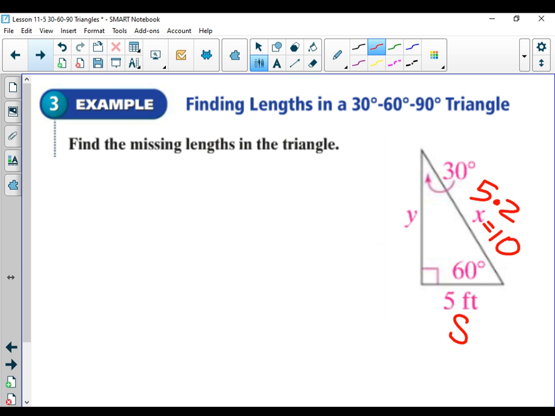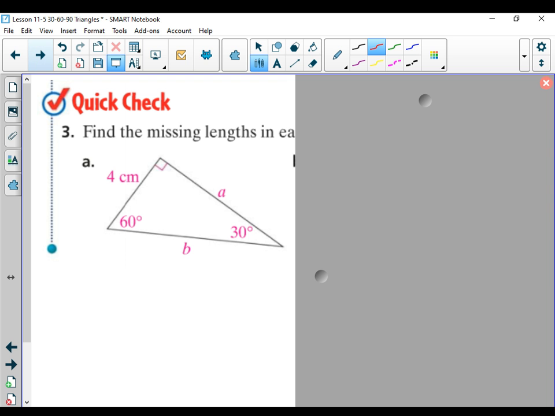Now, if I know the short leg, I can find the long leg by typing something in. Not 10. 5 times the square root of 3. 8.7. I did that one earlier. About. We have to add them up? Nope. If it did ask us for perimeter, we would add them up, but it doesn't today. Yay, no perimeter.